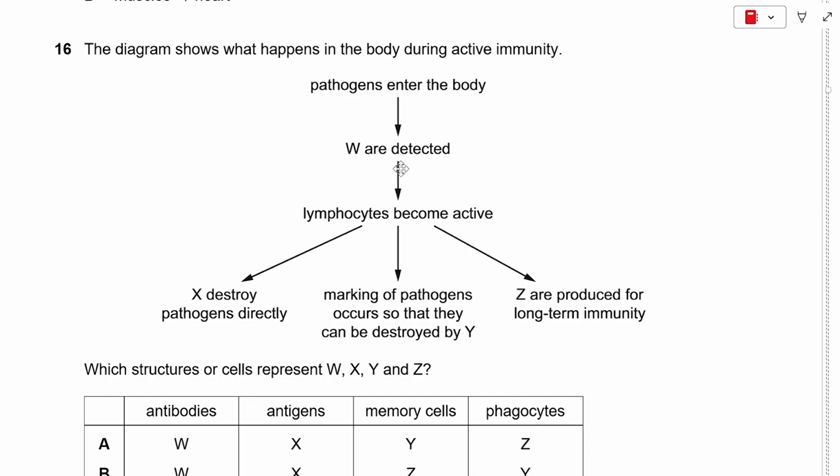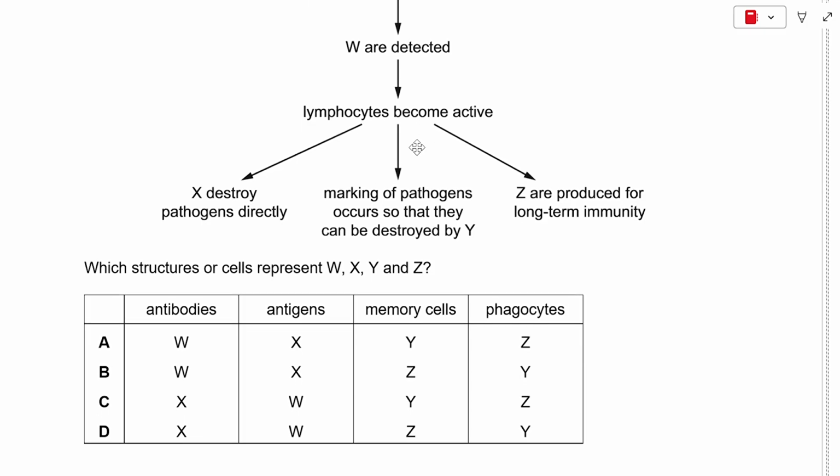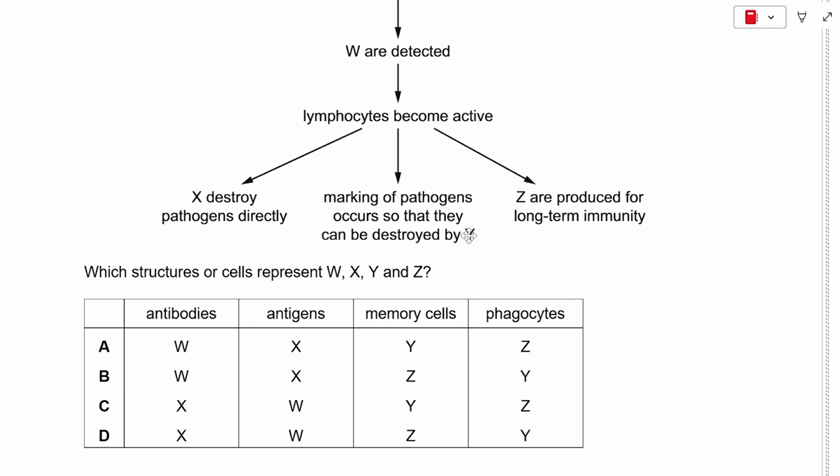So what is detected? When a pathogen enters the body, it has its own proteins, and these proteins are known as antigens. So pathogens enter the body, then the antigens are detected. After the antigens have been detected, the lymphocytes become active. When they become active, X destroys the pathogens directly. These are antibodies, because lymphocytes produce antibodies. So antibodies destroy the pathogen directly. Then marking of pathogens occurs so that they can be destroyed by Y. We have something known as phagocytes. Phagocytes mark it so that it can be destroyed. Then Z are produced for long-term immunity. Whatever is produced for long-term immunity is known as memory cells. It remains in there in case there's any other infection.